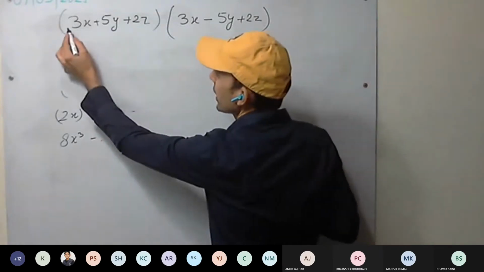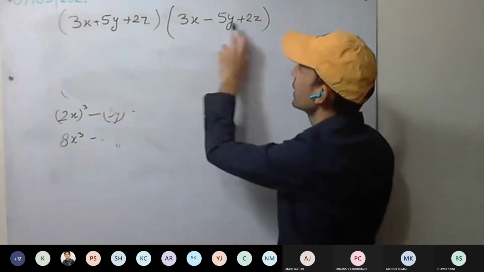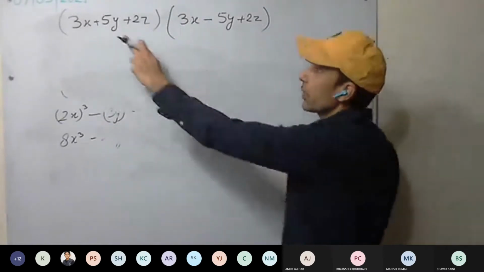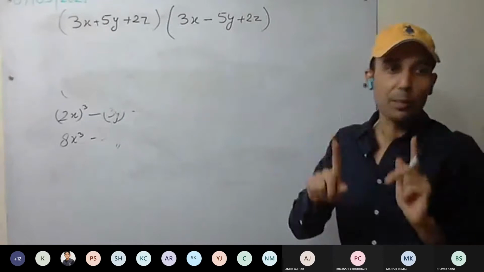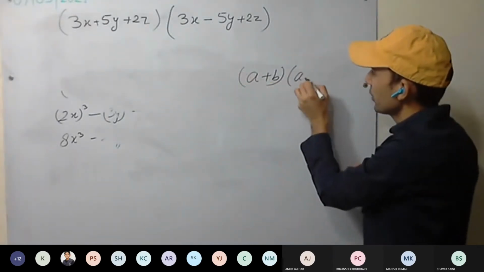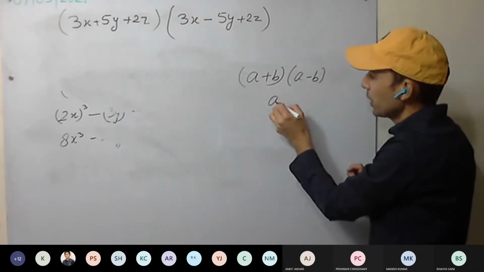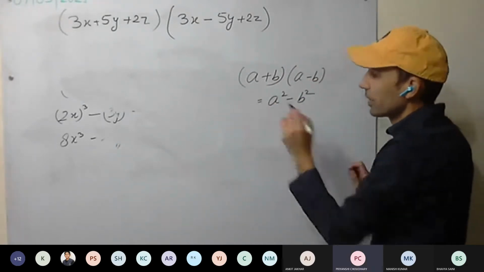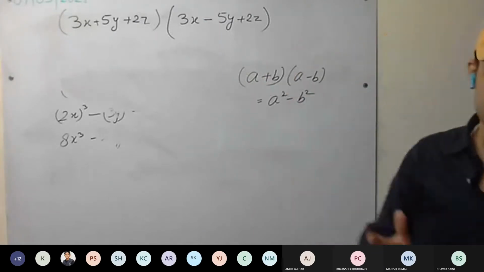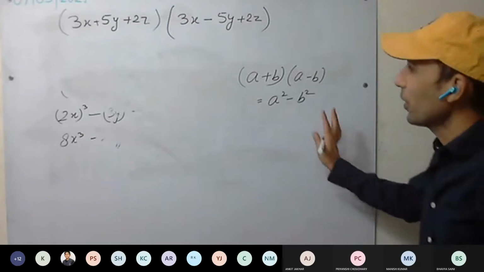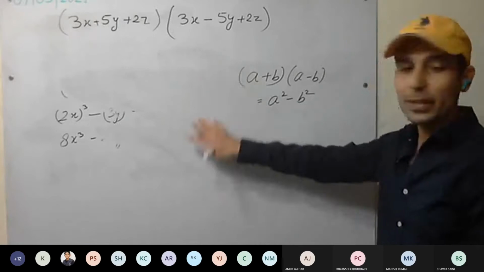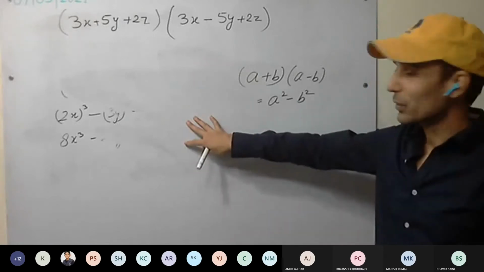Now see here. 3x having plus sign, 3x having plus sign, 2z as well. But 5y, minus 5y. Here it is plus 5y, here minus 5y. So we remember one identity. Always remember this identity, a plus b into a minus b. How much will it be? a square minus b square. This is the most loved identity. Everywhere I see the possibility, I see whether I can apply this identity or not. So the answer will become very easy, the question becomes very easy to solve.